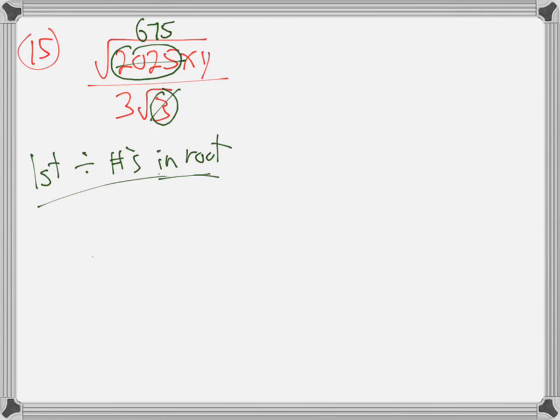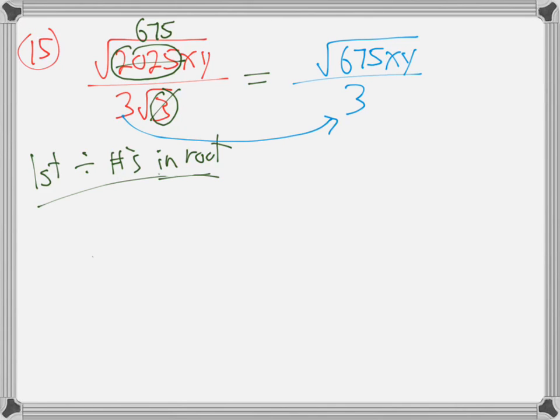We'll talk more about that on Wednesday. So what do we get then? So we have the square root of 675xy over plain 3. See, this plain 3 is still there. What happened to the root 3 on the bottom? That's gone because he divided in. Remember, when everything leaves a root, that root vanishes. That store vanishes when they lose all their inventory. Everything inside. So is that good so far?